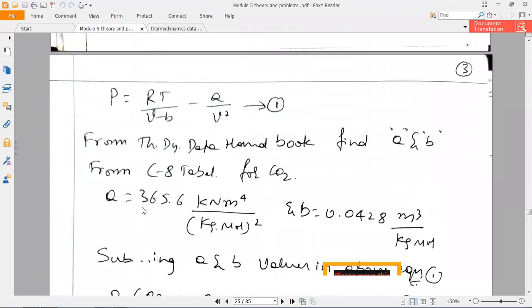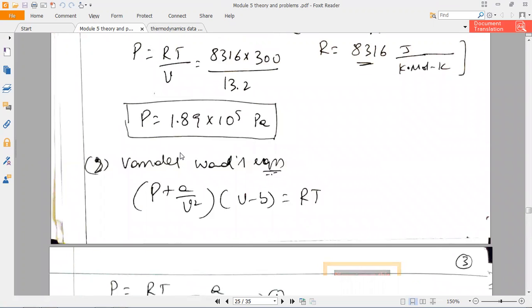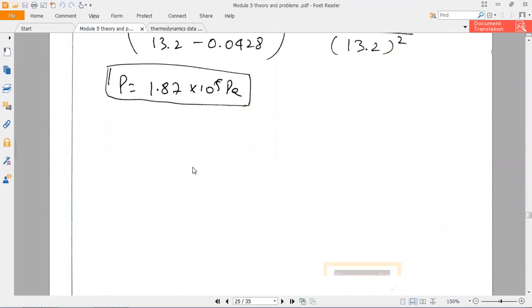1.87 into 10 to the power 5 Pascal. Here is 1.89. See, in the ideal gas equation, 1.89 into 10 to the power 5 is there. By using the van der Waals gas equation, 1.87 into 10 to the power 5 is there.